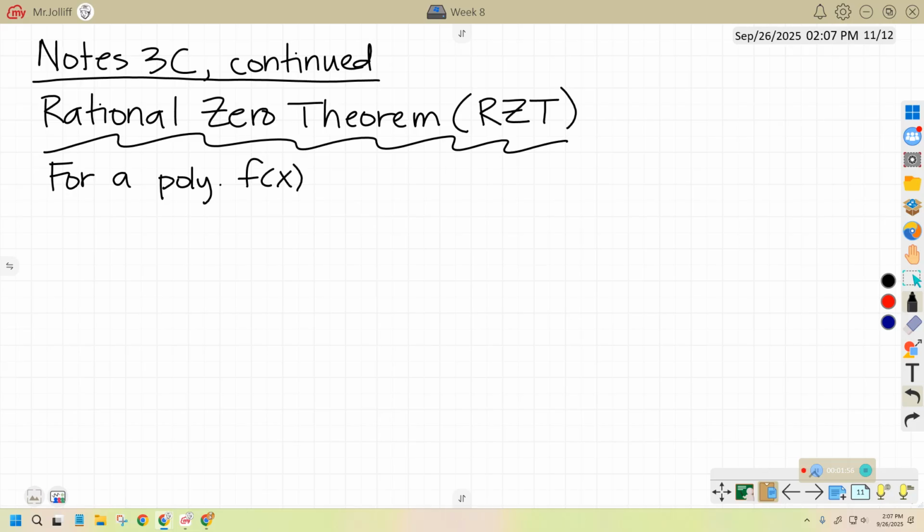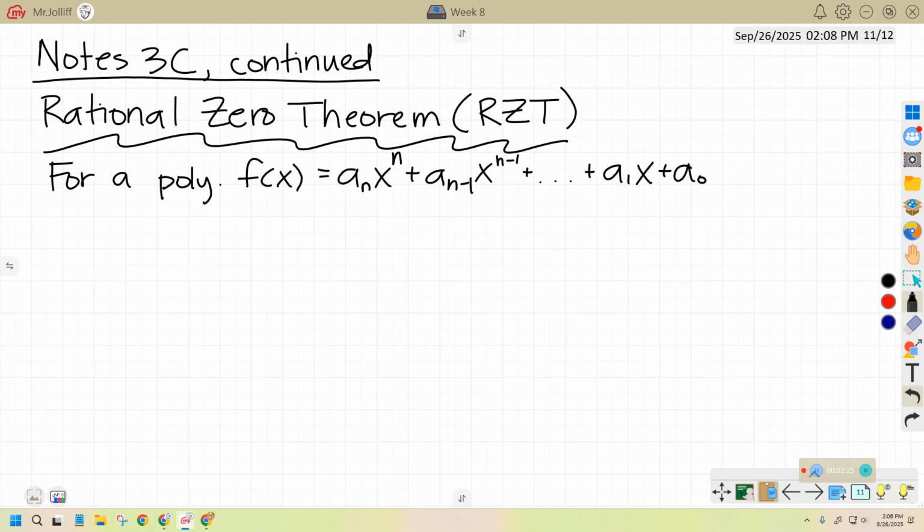For a polynomial f of x equals, and we know what polynomials look like, a sub n x to the nth power plus a sub n minus 1 times x to the n minus 1th power plus all the way down to a1x plus a0. That was the big formal long expression for a polynomial.